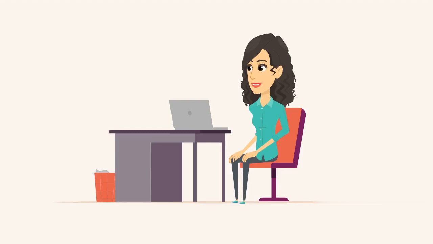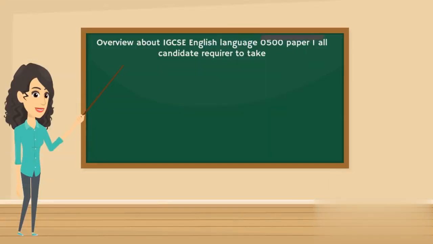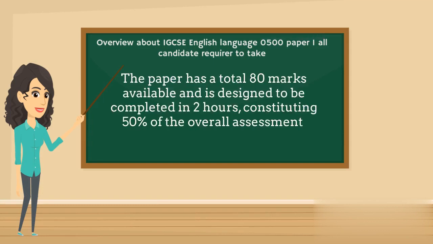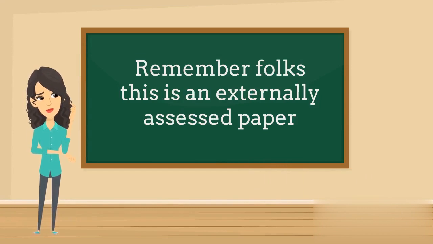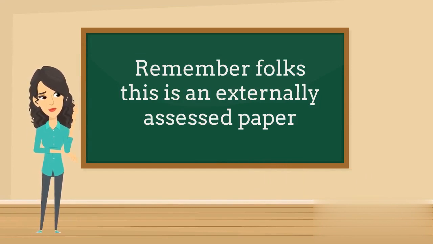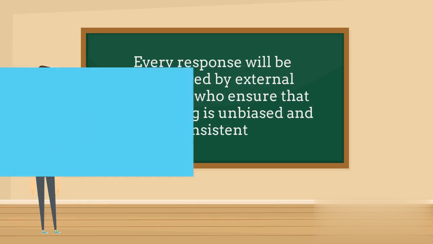Today, I am going to give you an overview about the IGCSE English Language 0500 Paper 1 that all candidates are required to take. The paper has a total of 80 marks available and is designed to be completed in 2 hours, constituting 50% of the overall assessment. Remember folks, this is an externally assessed paper. Every response will be scrutinized by external examiners who ensure that the marking is unbiased and consistent.